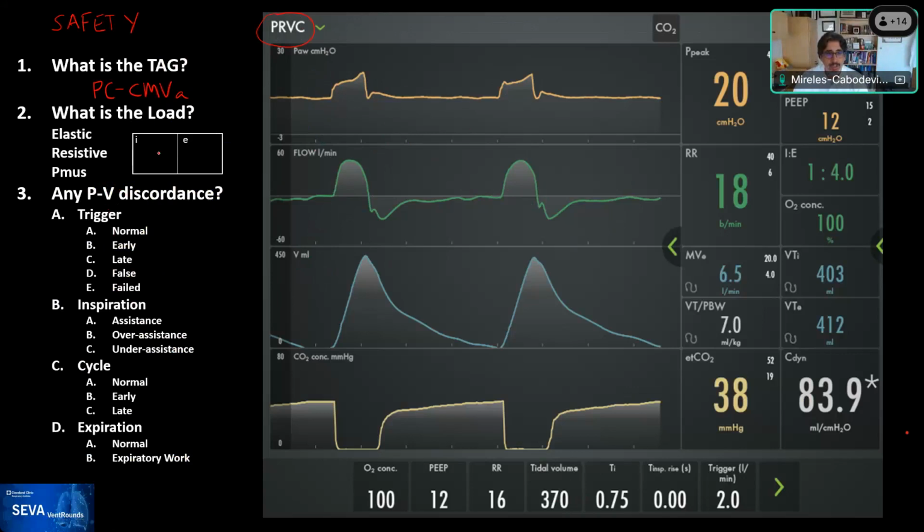So during inspiration, there's no question that PMOS is present. Even though it's a machine-triggered breath, you don't see the exponential decay that you would expect to see in these patients. If I just trace it, it should look like that. I'm going to put a little bit more color so you can see it better. That's what we would expect if it was a passive breath. Instead, we see all this activity from the muscle occurring throughout.